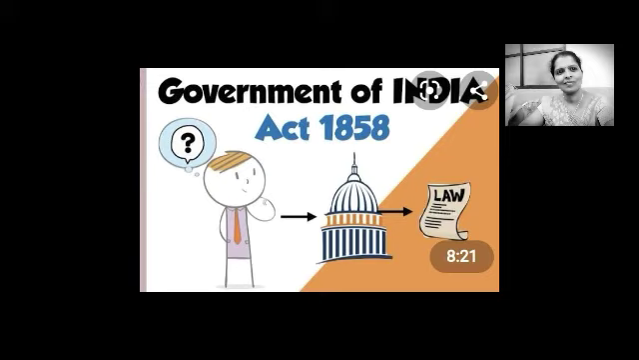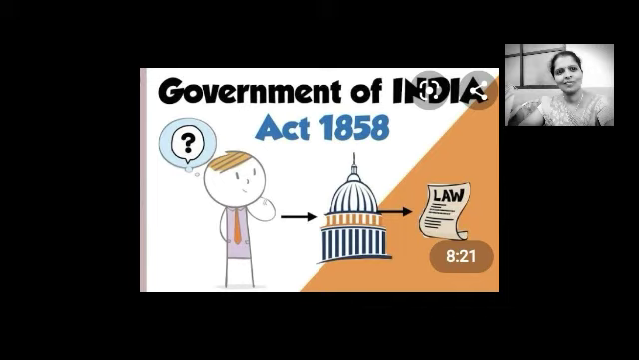the Queen. The post of Governor General was changed into Viceroy. Lord Canning became the first Viceroy of India. A new post called Secretary of State for India was created. A Council of India was created in order to assist the Secretary in the administration.